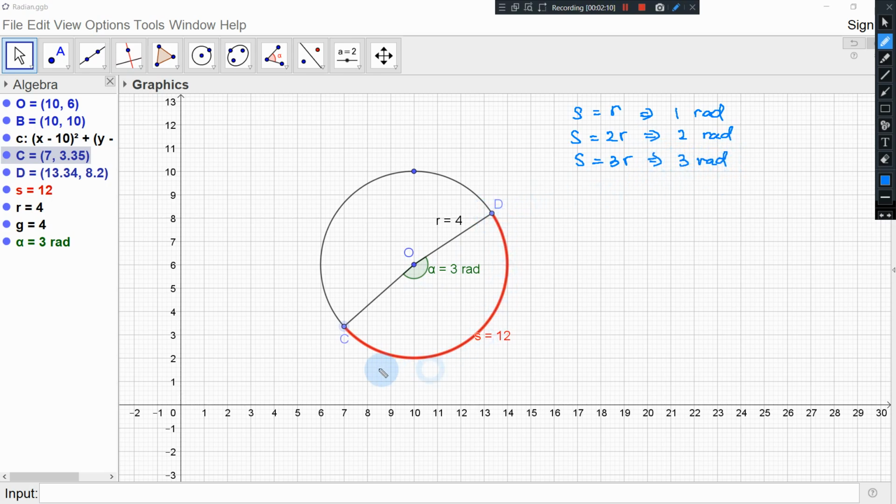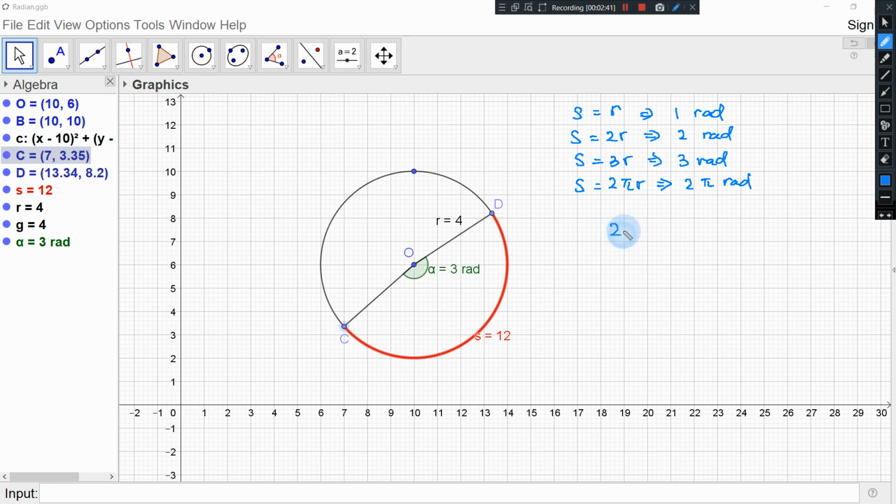So how about if I make a full turn? The arc length will actually become the circumference of the circle, which is equal to 2 pi r. Okay, now try to guess. How many radian do we have here? 1 radius, 1 radian; 2 times the radius, 2 radian; 3 times the radius, 3 radian. So how about 2 pi r? So it becomes 2 pi radian, right? So 2 pi radian is a full turn, right?